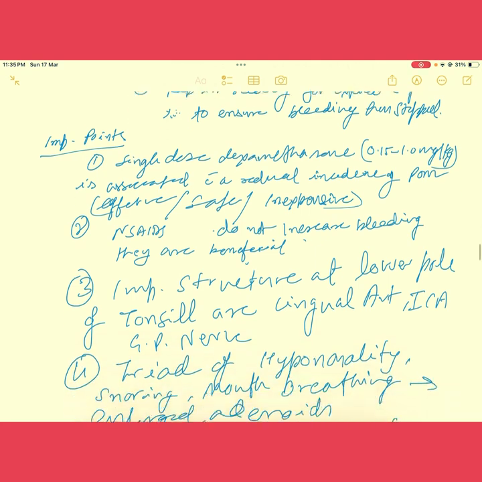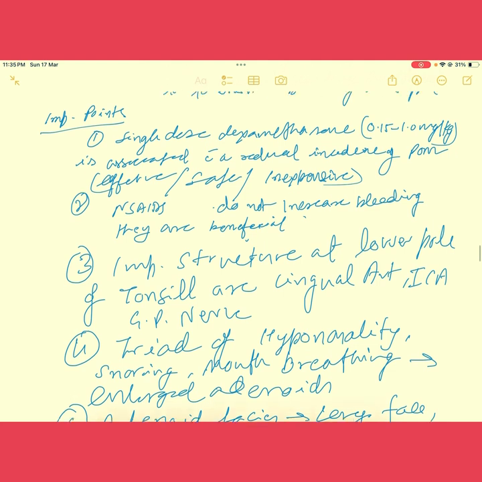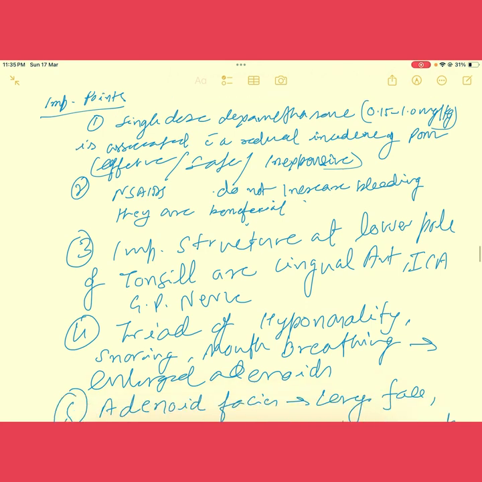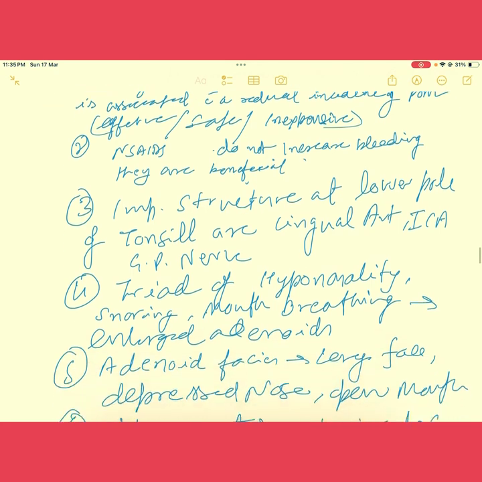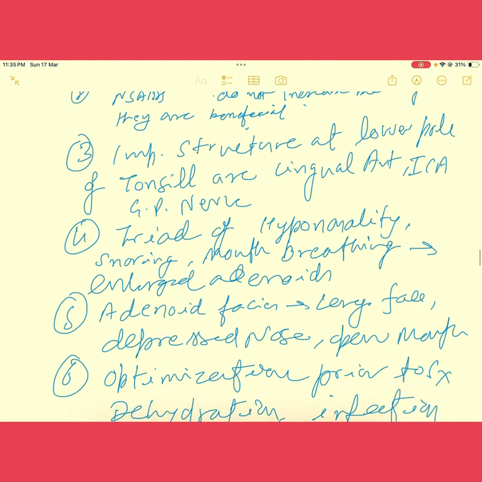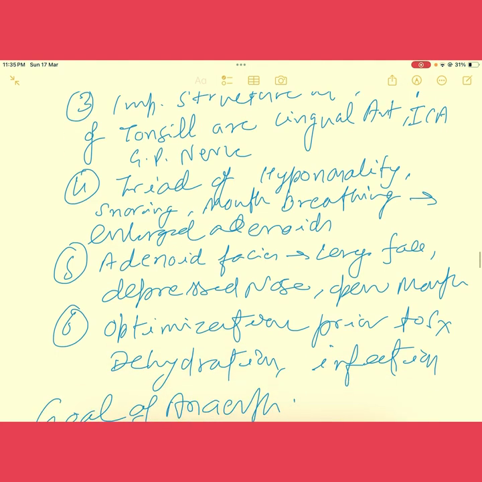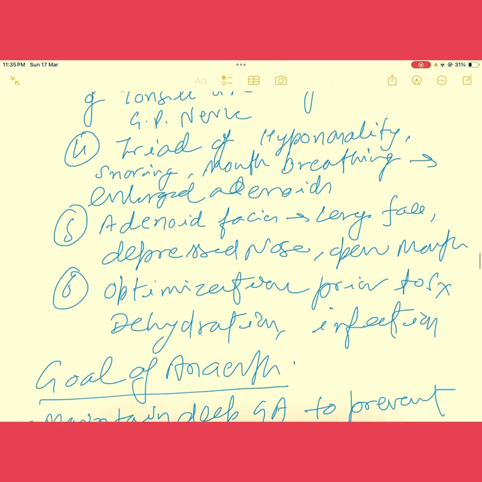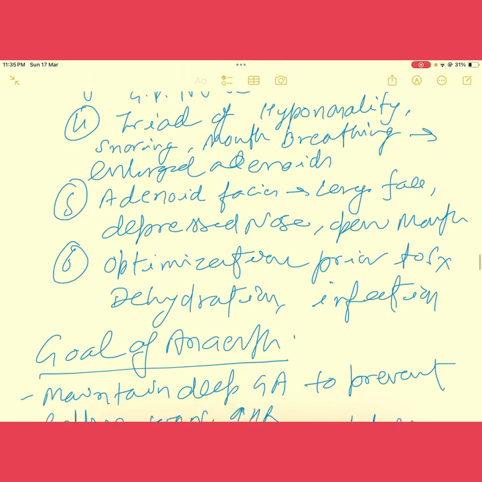Important points: a single dose of dexamethasone 0.15 to 1 mg per kg is associated with reduced post-operative nausea and vomiting. NSAIDs do not increase bleeding, so they can be beneficial. Important structures at the lower pole of the tonsils are the lingual artery, internal carotid artery, and glossopharyngeal nerve. The triad of hyponasality, snoring, and mouth breathing indicates enlarged adenoids. Adenoid facies: long face, depressed nose, open mouth.